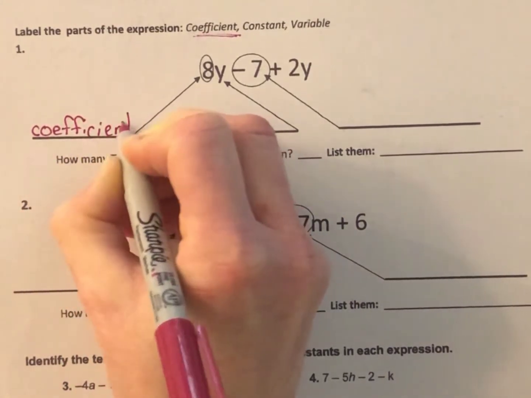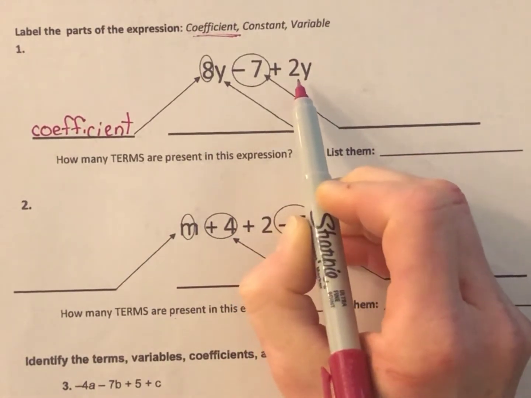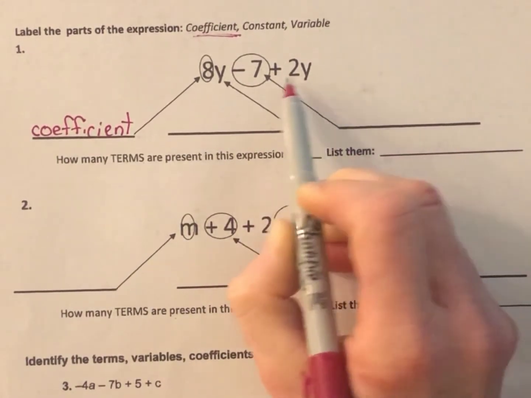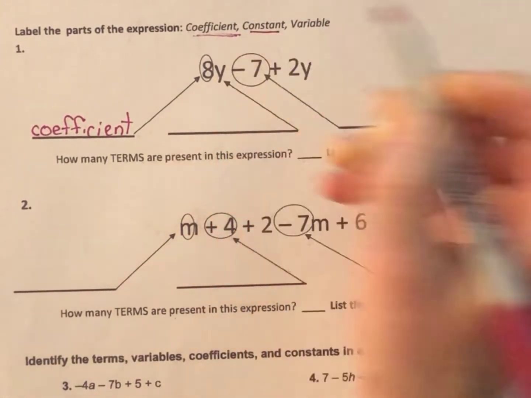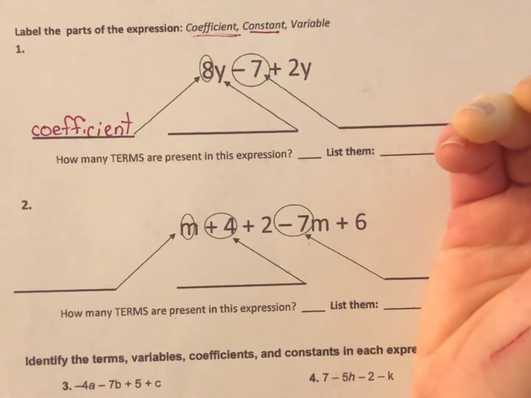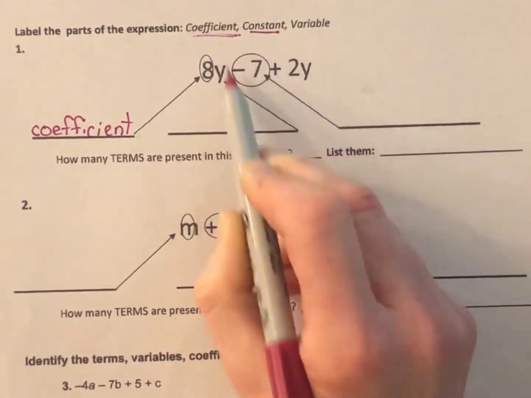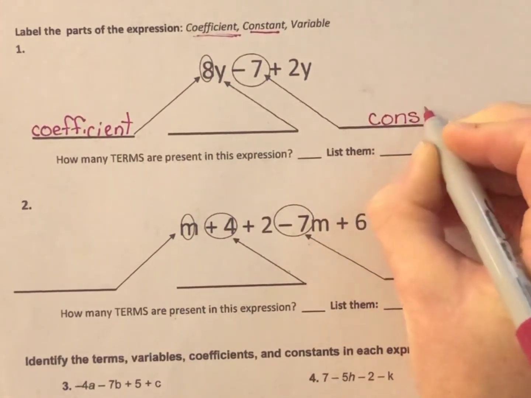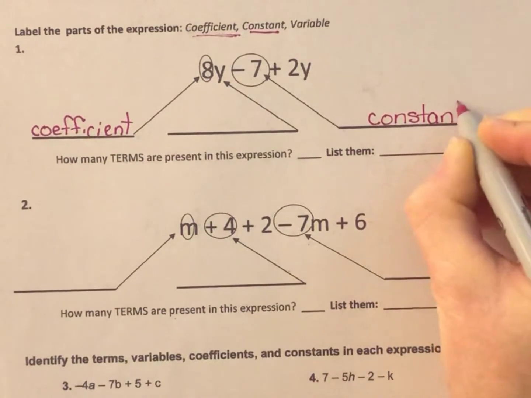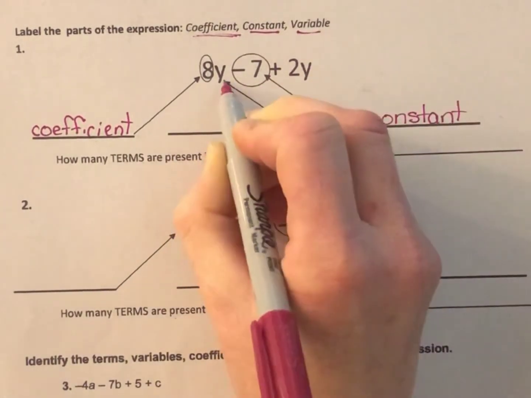Do you see that we actually have another coefficient? 2 is also a coefficient, but that wasn't identified for us to label. Constant. Constant is the number all by itself with no variable. That would be your negative 7. That is your constant. Variable, I'm sure that's the easiest one for you to get. The variable is the y.